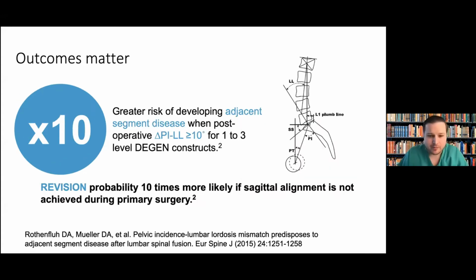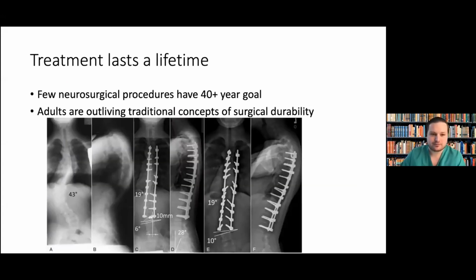And this is a paper looking at 1 to 3 level degen constructs. If the patient remains imbalanced with a PIL mismatch of greater than 10 degrees, their risk of developing adjacent segment disease was 10 times more likely. And finally, when we fuse these patients, we're fusing them for life, right? So this procedure has to have significant long-lasting effects, and then there's certain implications from that.